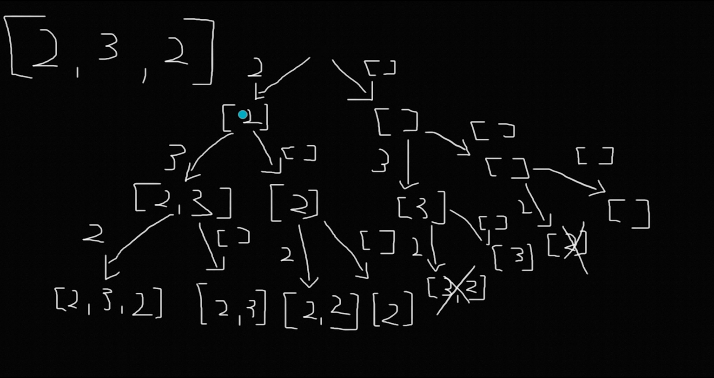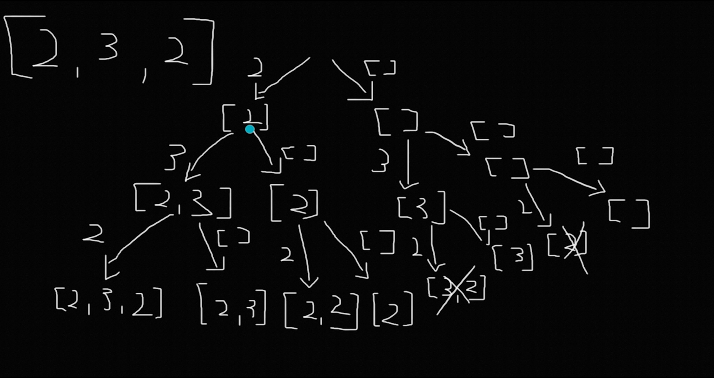Again, we have two choices, include 3 or not. We decided to include 3, so let's move down the left side. Then again we have two choices, include the current number 2 or not. If we include it, we successfully create one of the subsets, 2, 3, 2. If not, we successfully create the subset 2, 3. Let's move back until here.